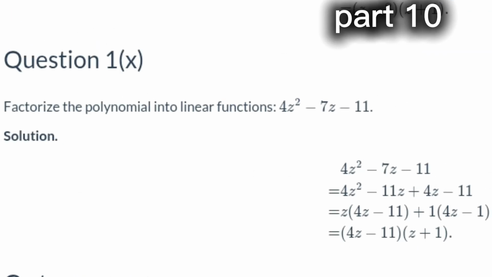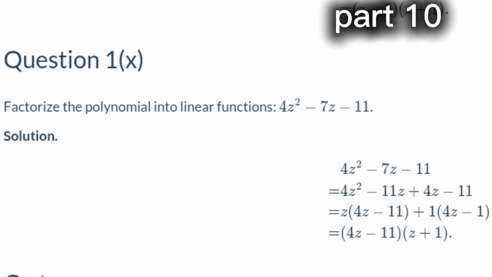Factorization. We look for two numbers that multiply to 4 times -11, which is -44, and add to -7. These numbers are -11 and +4. Factor by grouping. We rewrite the middle term: 4z² - 11z + 4z - 11. Final linear factors. The solution is (4z - 11)(z + 1).